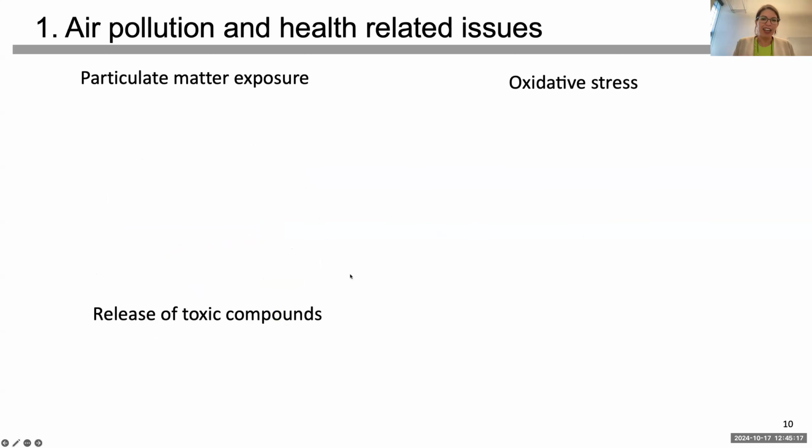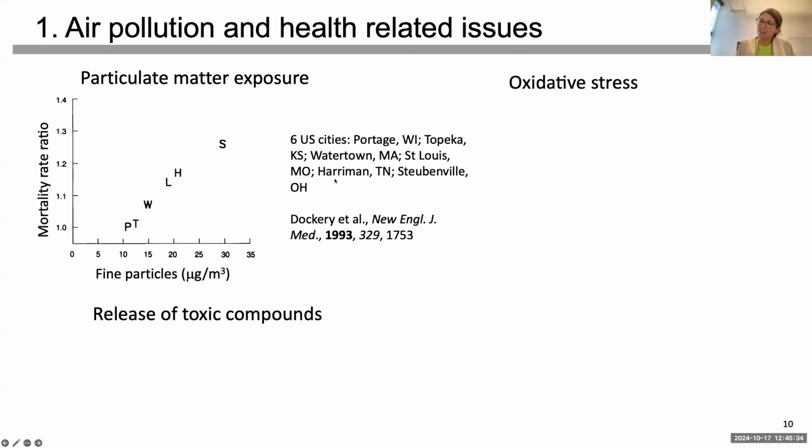So first, for air pollution, I outlined three different concepts. First is particulate matter exposure. What that means is the particles that you breathe in and what effect they might have on your body. There was a very famous study published in 1993 called the Six US Cities study, and each letter here corresponds to a town or a city in the United States. What you see is the mortality rate ratio as a function of fine particulate mass, in micrograms per meter cubed, and there was a direct correlation. The more fine particulates there were, the larger the mortality rate ratio.